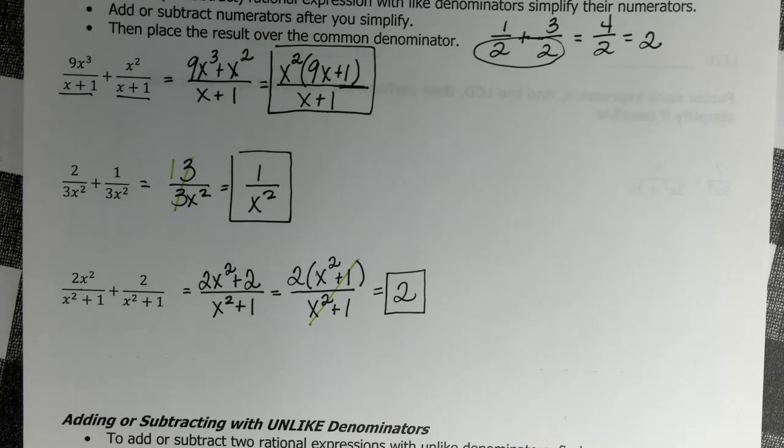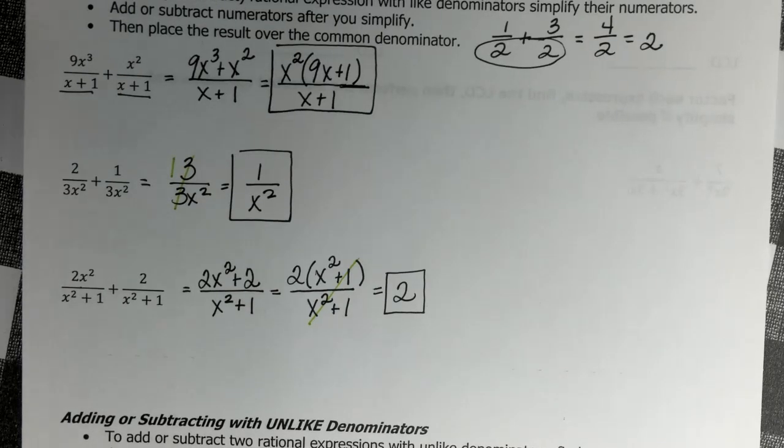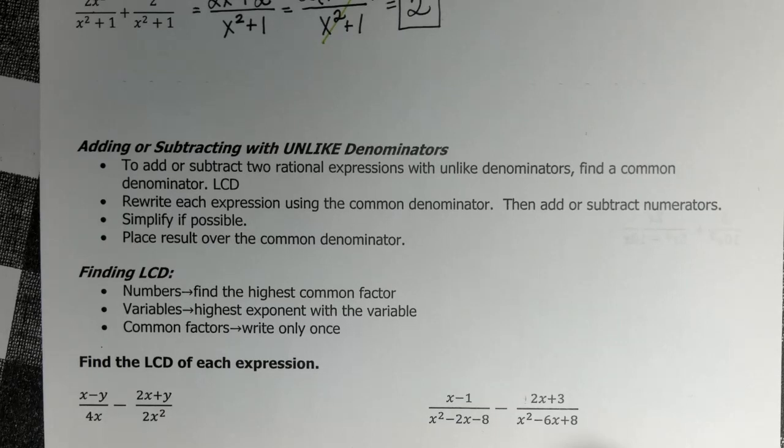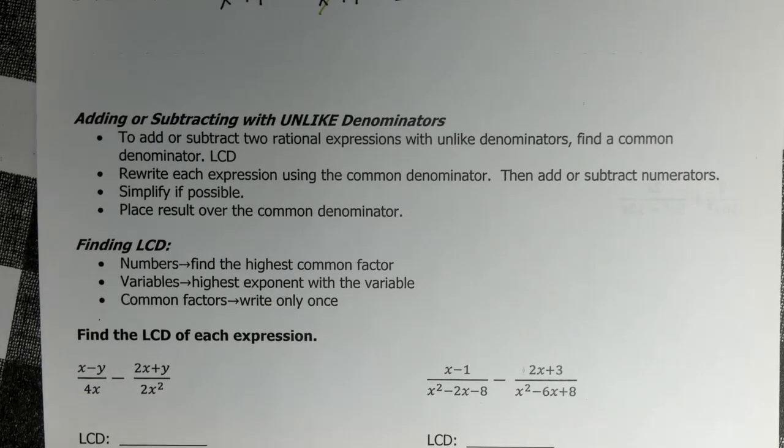Okay, are we okay with that? That's the easy part, like denominators. Okay, so what happens when you have unlike denominators? Okay, so what you're going to need to do is find your least common denominator, your LCD.